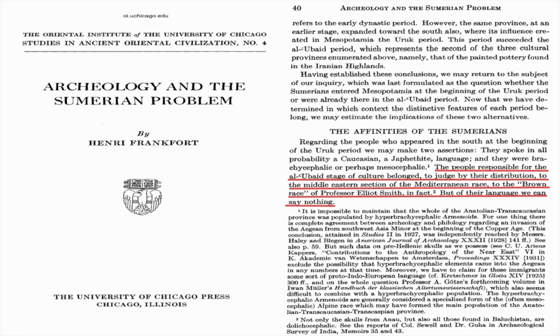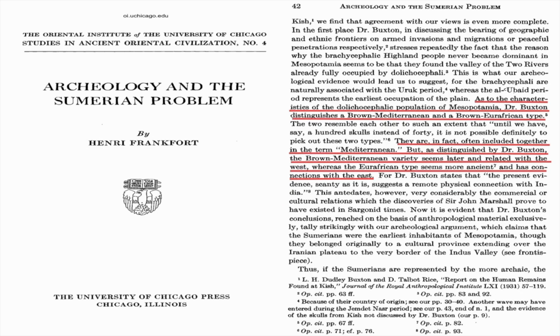And it says the people responsible for the Al-Ubaid stage of culture belonged, to judge by their distribution, to the Middle Eastern section of the Mediterranean race, to the brown race of Grafton Elliot Smith, in fact. But of their language we cannot say anything.